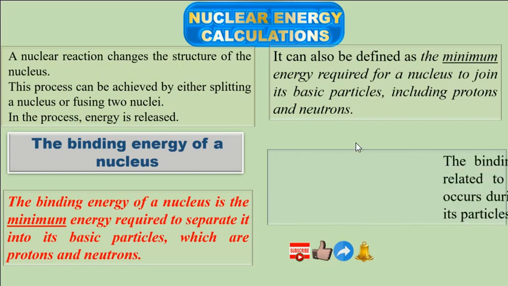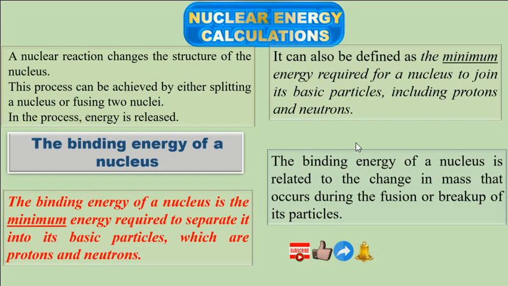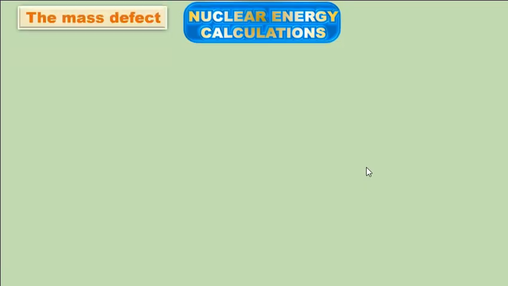Now, the binding energy of a nucleus is related to the change in mass that occurs during the fusion or the breakup of its particles. Yes, the binding energy, as I said, is equivalent to the loss or the gain in mass when these particles are joined together or separated. So, having said so, we are now going to look at the mass defect.